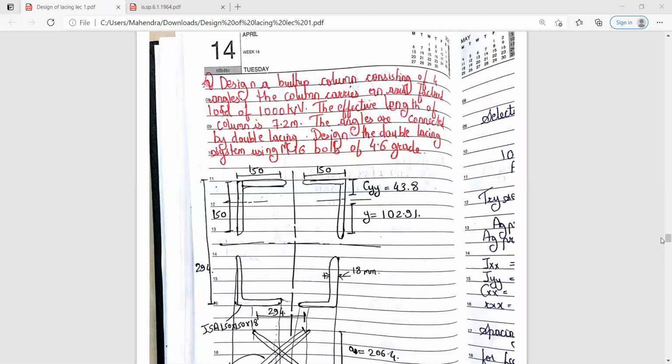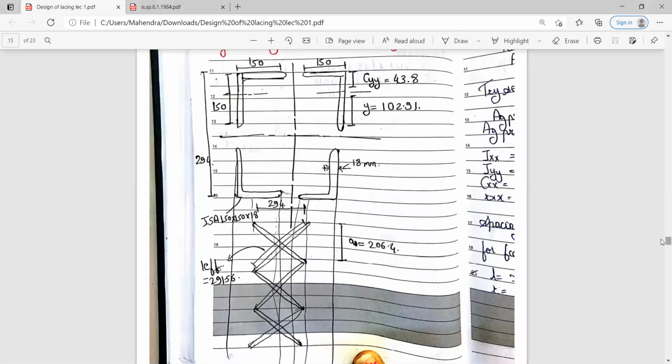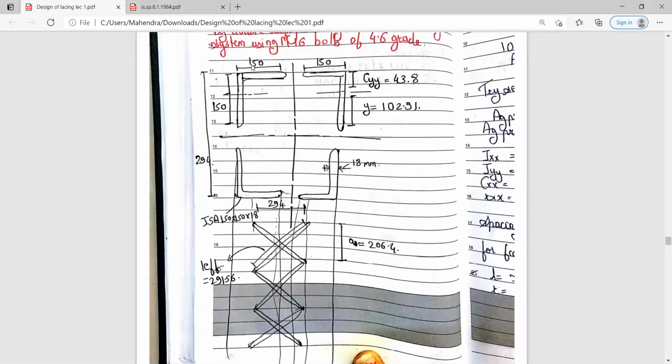So here the four angles are given to you for the double lacing system. So just draw the diagram. All these dimensions we are going to get in the sum. Then we will start the solution. For now, just note down this diagram. This is of the angle section of the size 150 by 150 by 18. And the total spacing is given to you, that is 294 between the angles. And the L effective is 291.56.